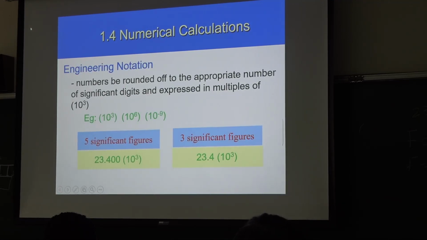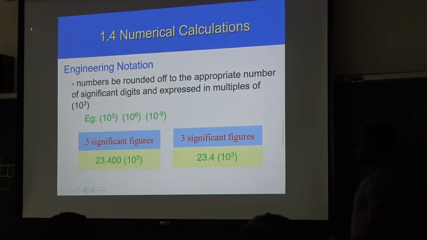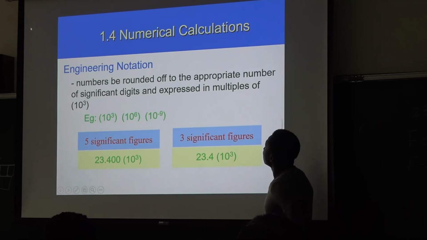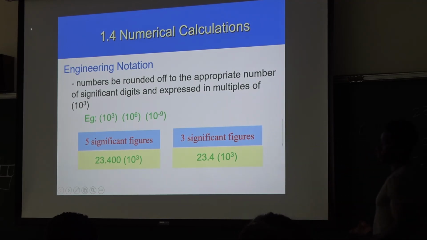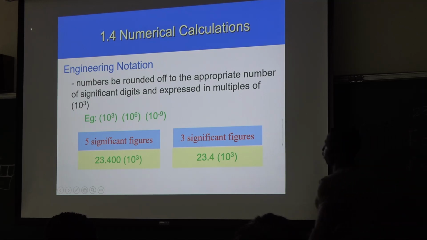And what is the engineering notation? It's that the numbers be rounded off to the appropriate number of significant digits and be expressed in multiples of 10 raised to the power 3. So if you have a lot of zeros, you can express the number by saying 10 raised to the power 3, or 10 raised to the power 6, or 10 raised to the power of 9. So this is the recommendation based on the engineering notation system.